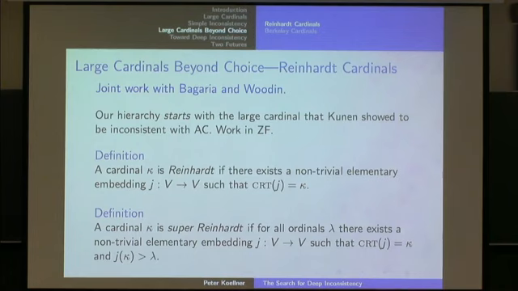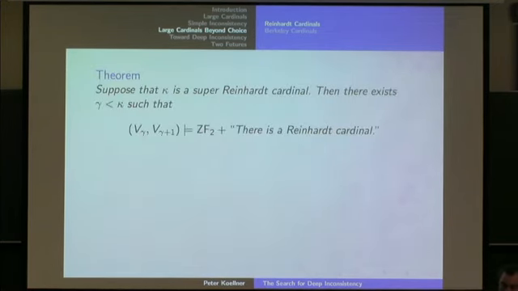So a cardinal kappa is a super Reinhardt if for all ordinals lambda there exists a non-trivial elementary embedding J from V into V such that the critical point of J equals kappa, and kappa gets sent above lambda. So it's like the strong version of, it's like a strong cardinal. Okay, and now you're quantifying over the J's. So what's the relation between these two?